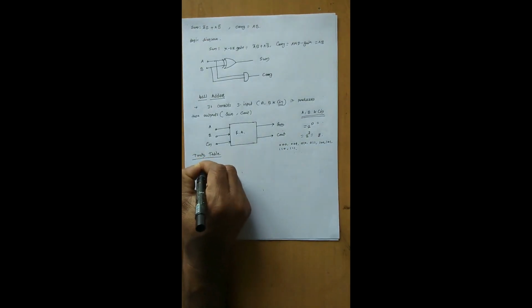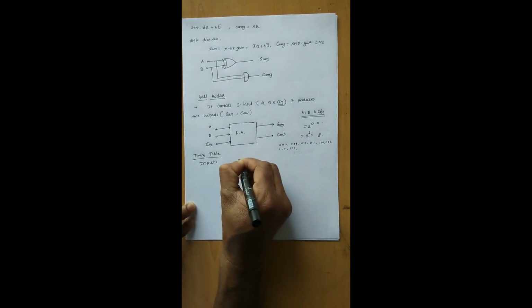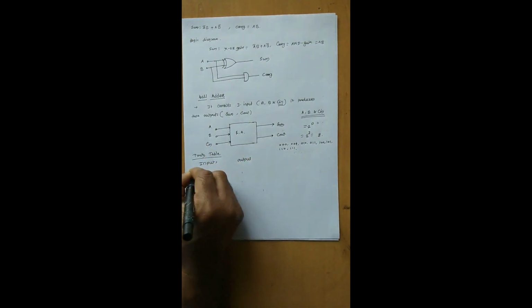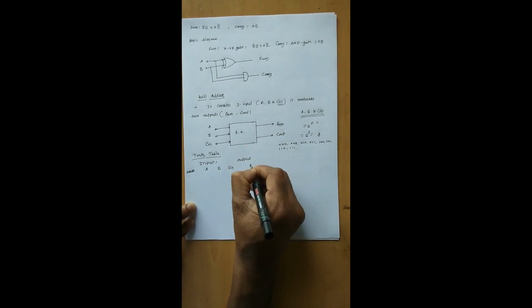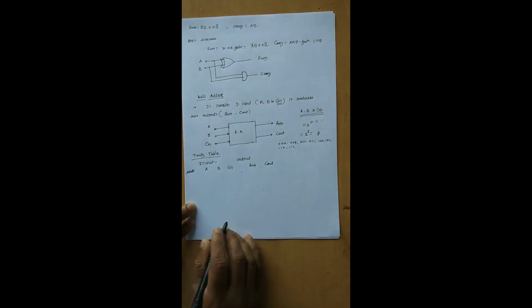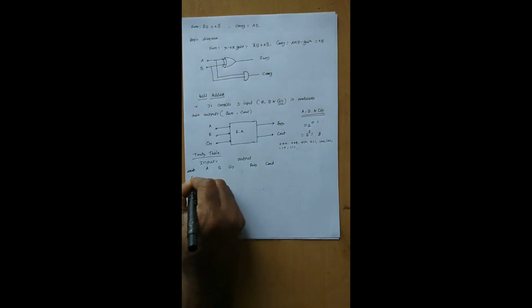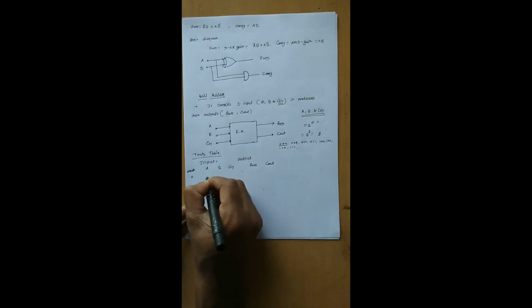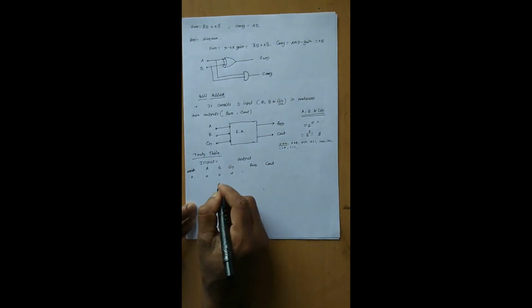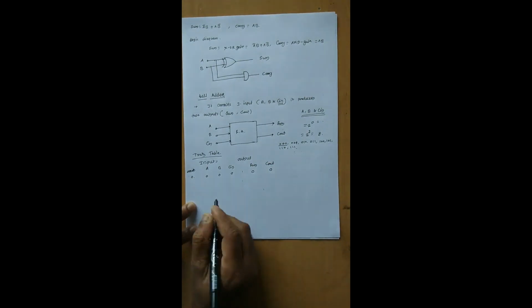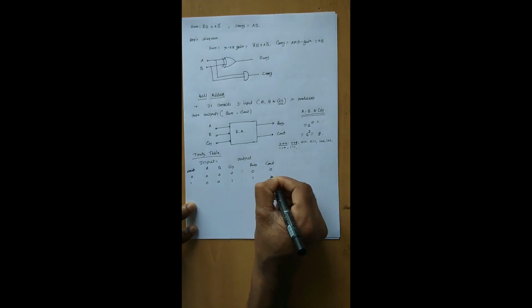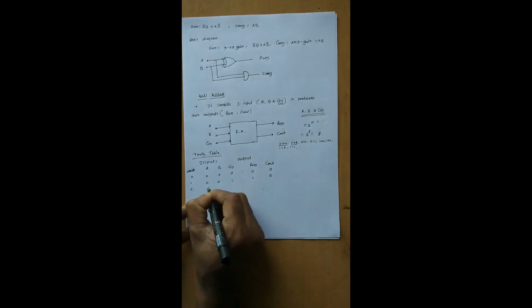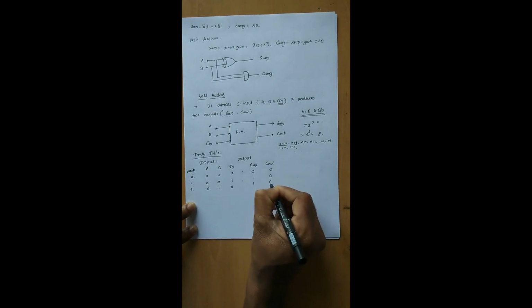So there are inputs and 2 outputs, with the decimal values. Inputs are A, B and C in, and outputs are sum and C out. The first decimal value is 0 and the binary representation is 0 0 0. For that, sum is 0 and carry out is 0. Decimal value 1, binary value 0 0 1, sum is 1, carry is 0. For 2, 0 1 0, sum is 1, carry is 0.